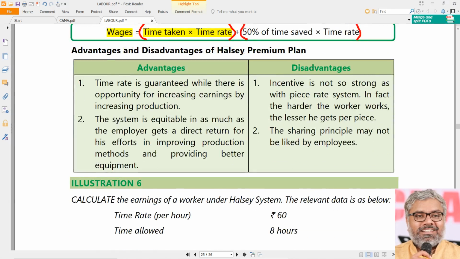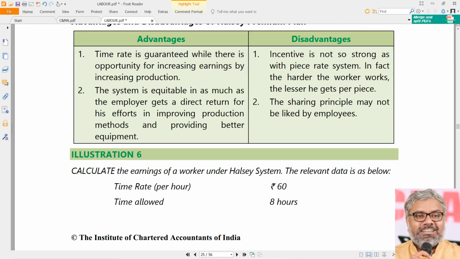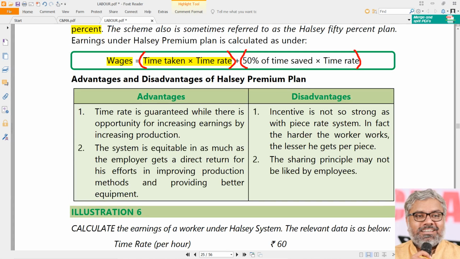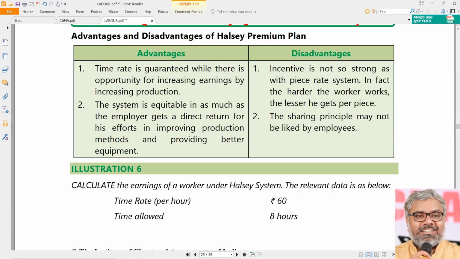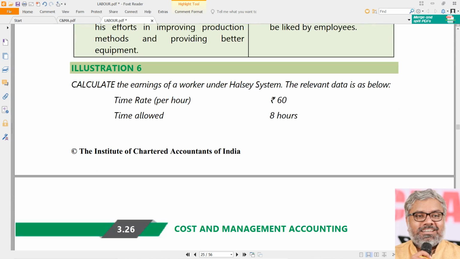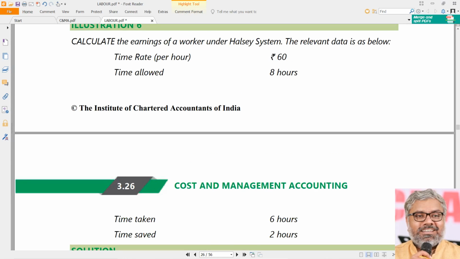There will be advantages, disadvantages. Already this plan itself is old, outdated plan. We don't need to worry about advantages, disadvantages. You can go through them for theory question purposes. They are all self-explanatory. There will be advantages and disadvantages for any system. This system also will have it naturally. So that is Halsey plan. Okay. Next, let us just quickly go through how this plan is applied.